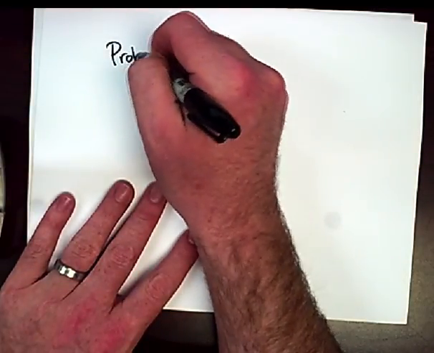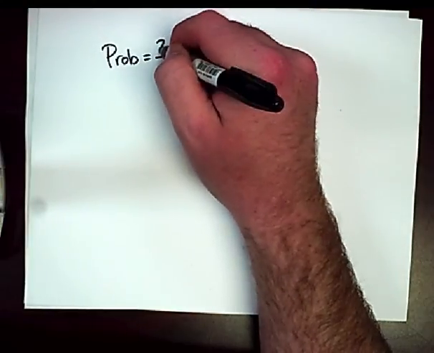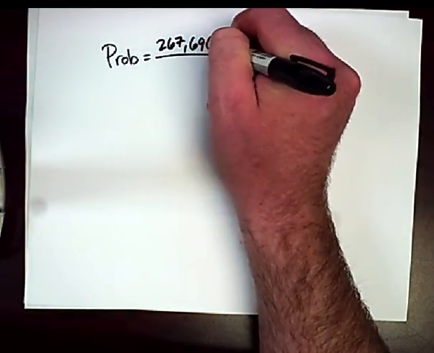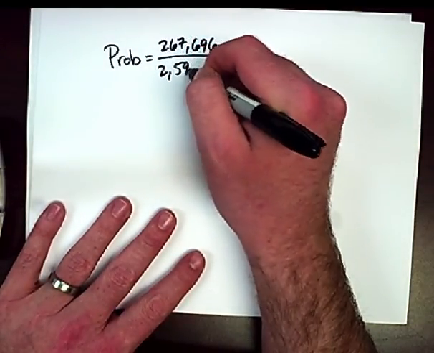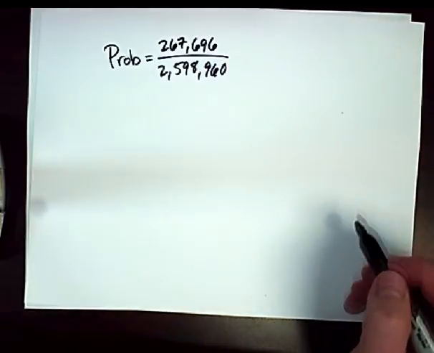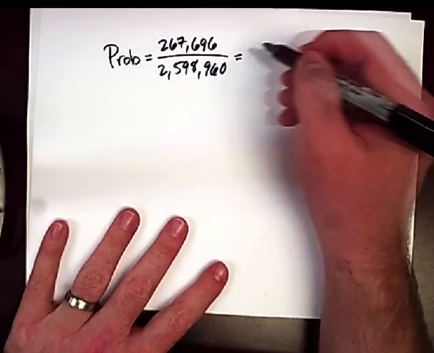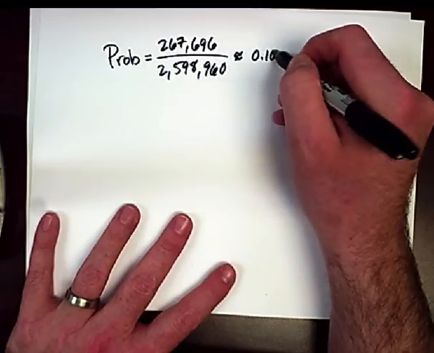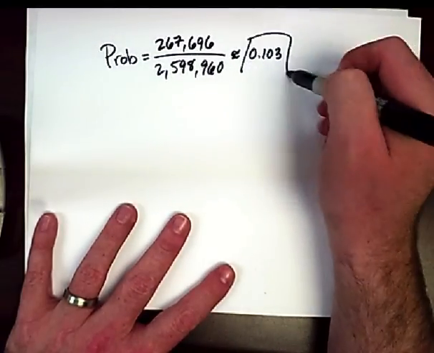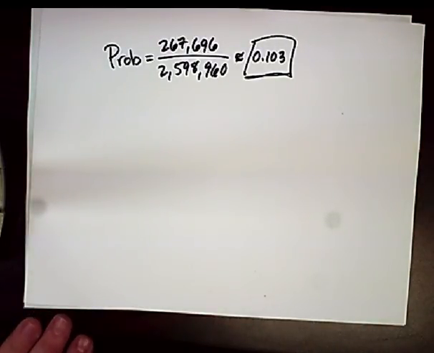So the probability is the number of ways to get what you want, which we just found out was 267,696, over total possibilities, which is 2,598,960. And I am not going to be cruel enough to make you reduce that fraction. I would just make you get a decimal because we are going to be using a calculator, so that's about 0.103. So that means you have about a 10% chance of that being the hand you drew.